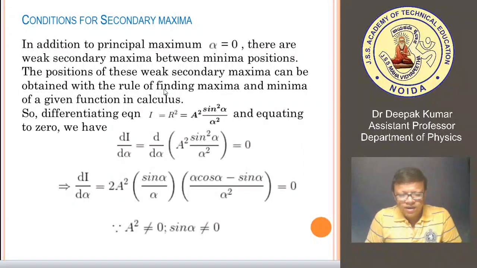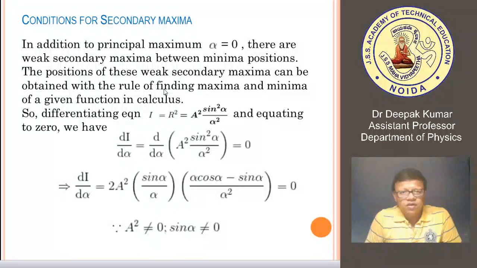is basically given by A square sin square alpha upon alpha square. So in addition to the principal maxima at alpha equals 0, there are weak secondary maxima between the minima positions. The positions of these secondary maxima can be obtained with the rule for finding maxima and minima of a given function in calculus, because we know that to maximize or minimize a particular function, we have to differentiate the function with respect to the variable and put the value equal to 0.